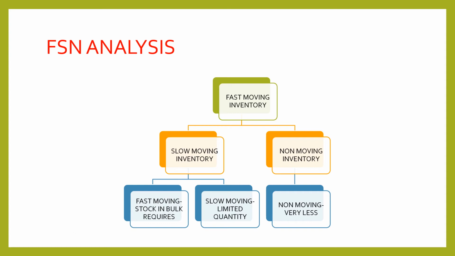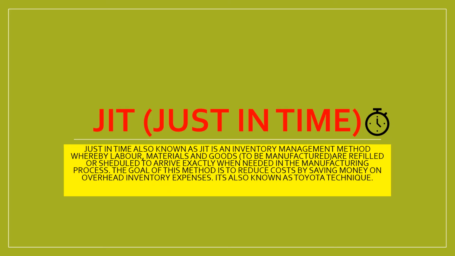So in this way I have categorized fast, slow, and non-moving, based on the way inventories move from the stock on the basis of their importance in production. FSN is also helpful in identifying active items which need to be reviewed regularly, and surplus items and non-moving items are examined. Then comes JIT, just in time.